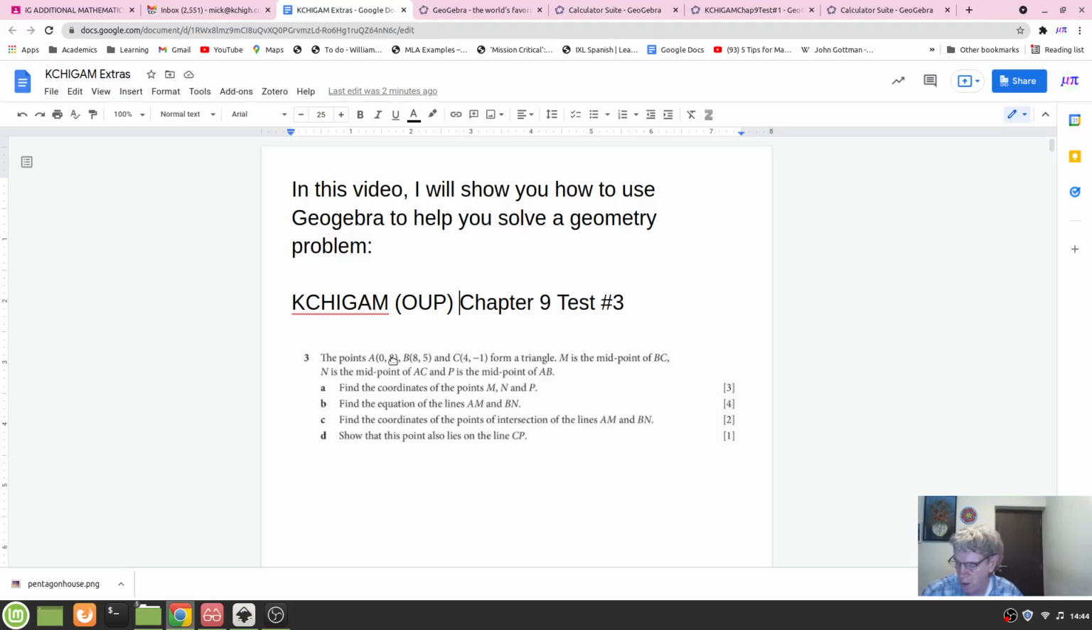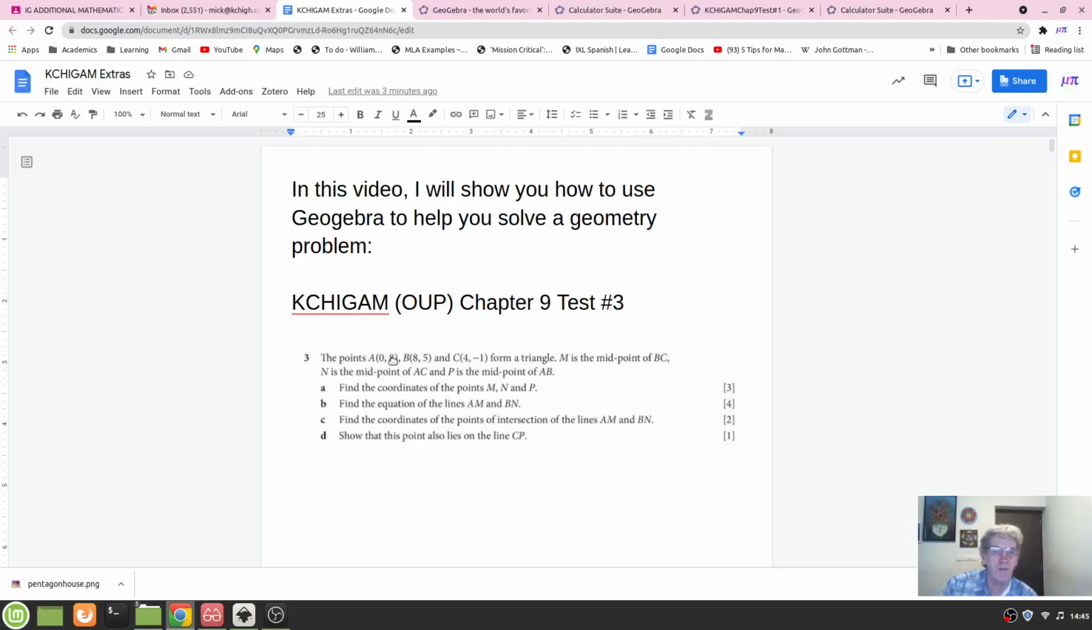So I'm just going to note down these particular coordinates, and let me look at what I'm looking for here. I'm also going to note what I'm trying to find. M, N, and P form a triangle, and M is the midpoint of BC, and P is the midpoint of AB, and N is the midpoint of AC. Okay, so those are the kind of things that I'm trying to do. This should be really easy.